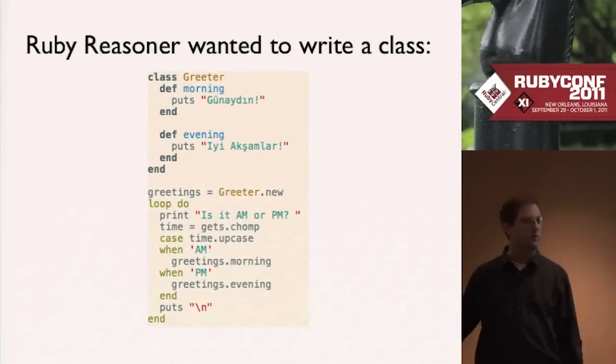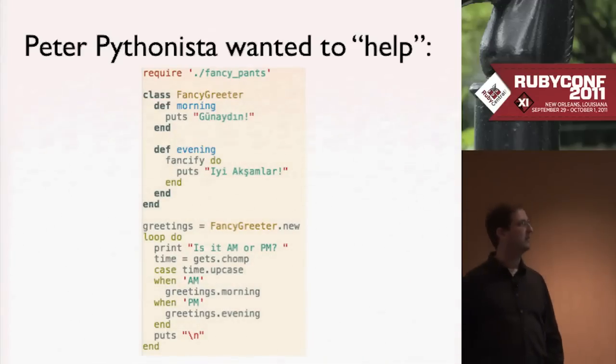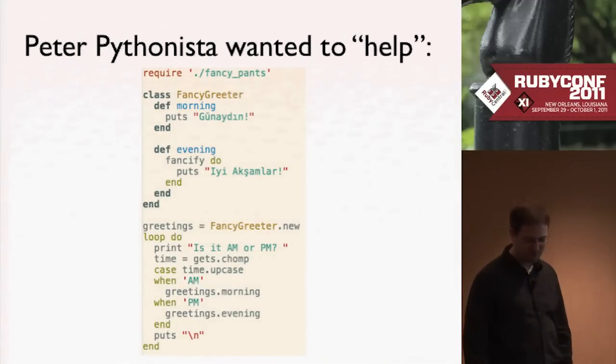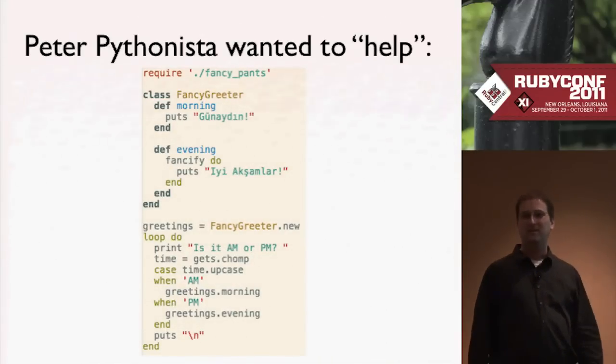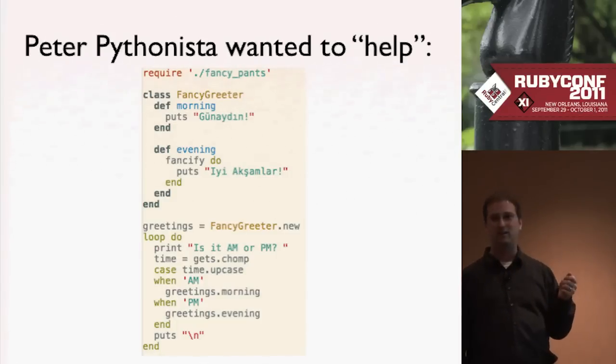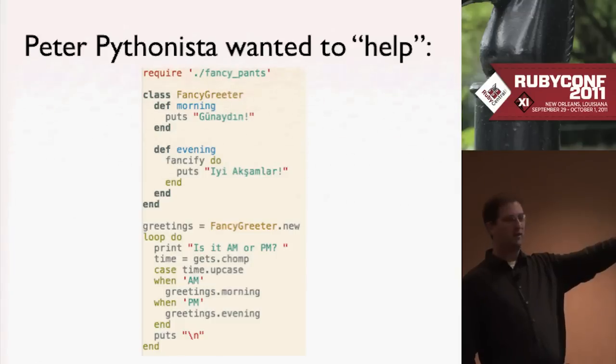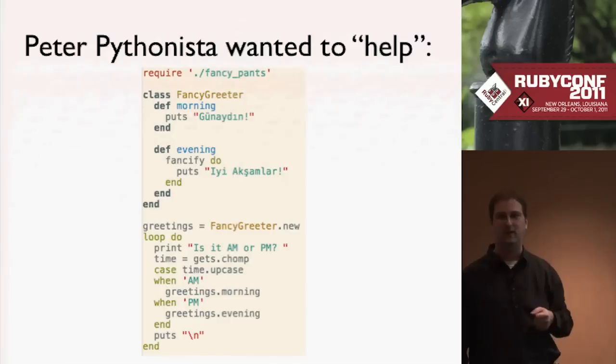So Ruby Reasoner wrote this, and he was pretty proud of it. And his friend came along, Peter Pythonista, who wanted to help. He said, hey, Ruby Reasoner, I've got something for you. I've got a library that I call Fancy Pants. Here's what you do. You call the fancify method and pass it a block. Whatever you put in that block, we're going to fancify it.